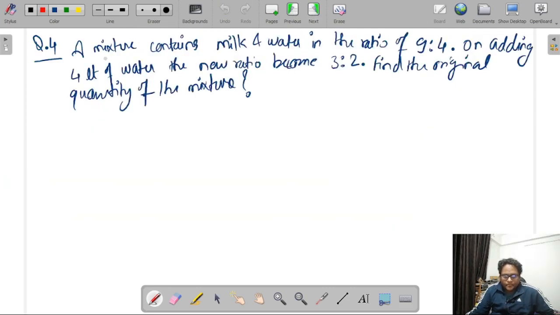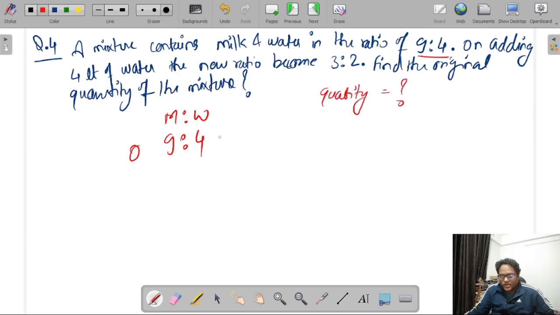Next question. In a mixture containing milk and water, the ratio is 9:4. So we have milk to water, originally 9:4. Here we have not been given any quantity. Original quantity of the mixture, we don't find any quantity. But what we have is another piece of information: on adding 4 liters of water, the new ratio will become 3:2.